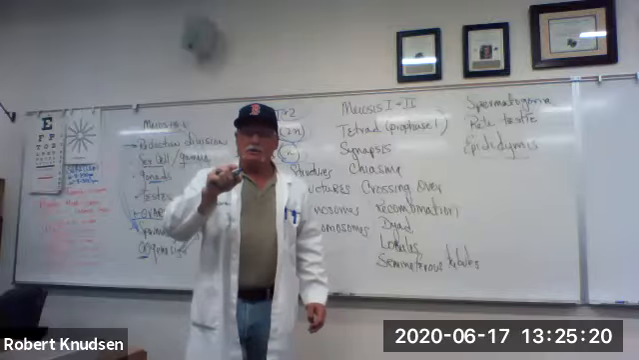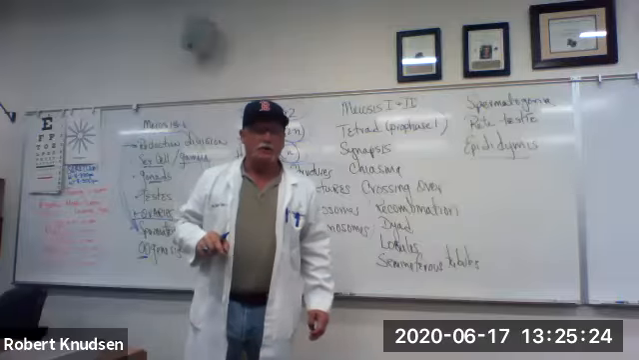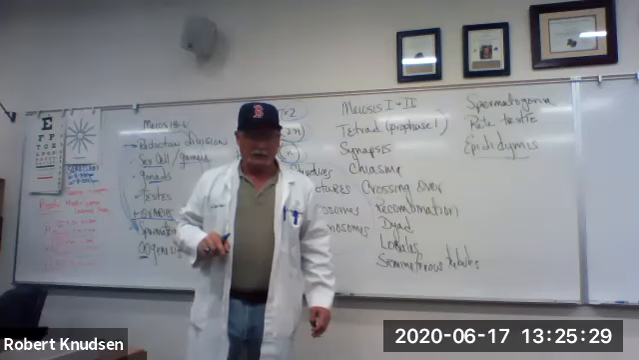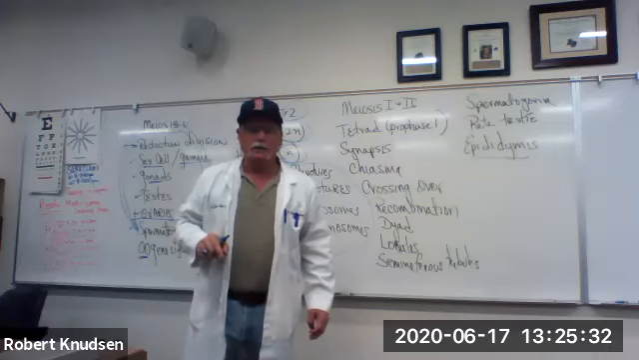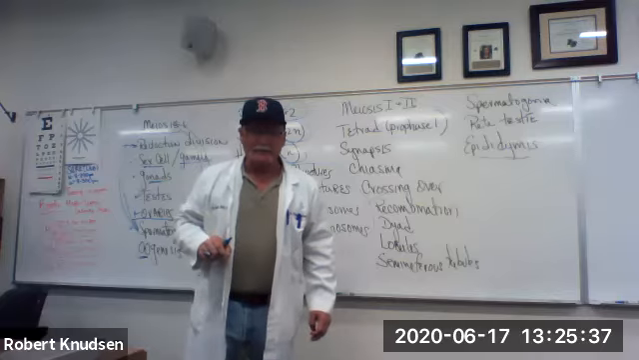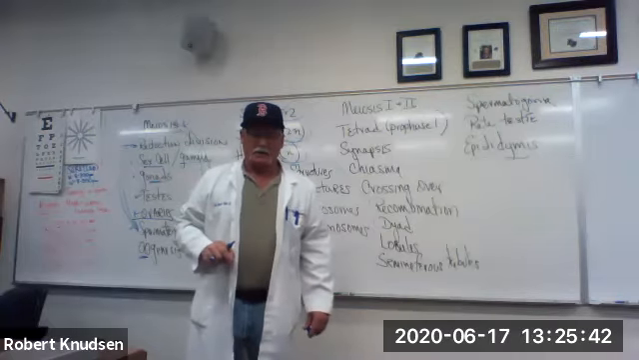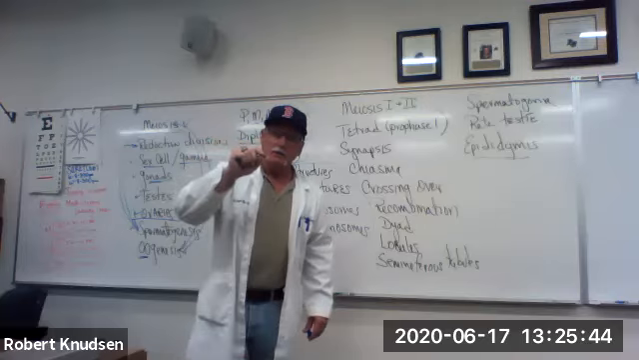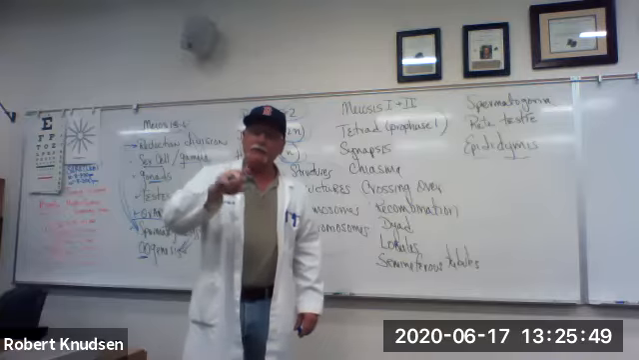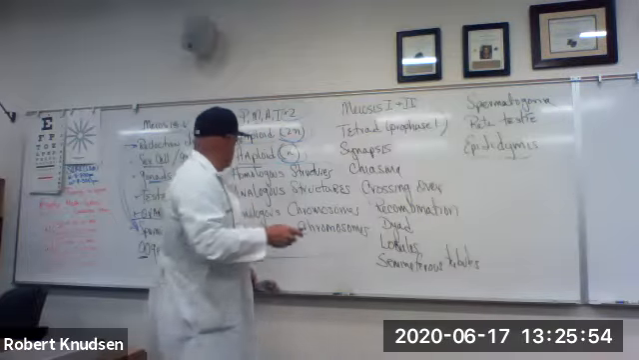Homologous structures, write this down, homologous structures have the same origin, O-R-I-G-I-N, may or may not have the same function. Same origin, may or may not have the same function. Okay? Analogous. Now leave a space because I'm going to give you some examples. Analogous structures: different origin, same function. Here's where I'm at.